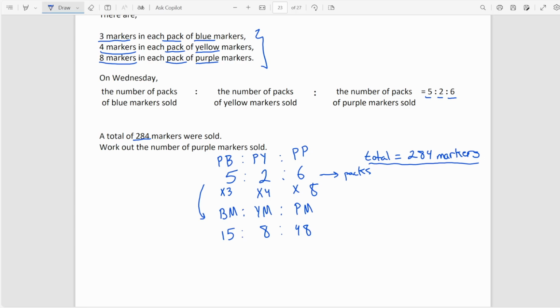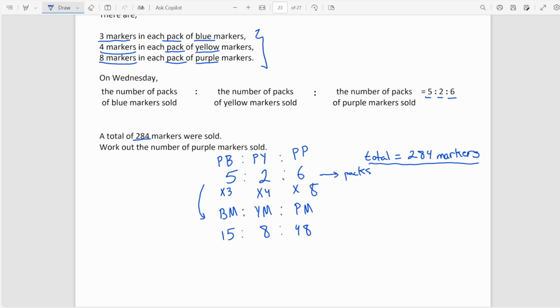So this isn't really about scaling up or scaling down a ratio, because when you want to scale up or simplify a ratio, you multiply or divide by the same number. This is about changing the ratio entirely to match my needs. So now, instead of talking about packs, I'm talking about specific markers. So now the ratio of blue markers to yellow markers to purple markers sold is 15, 8, and 48.